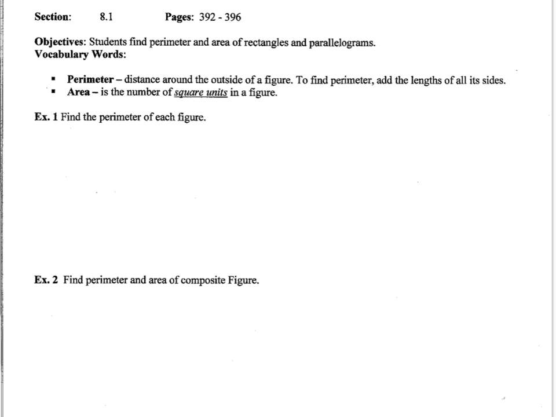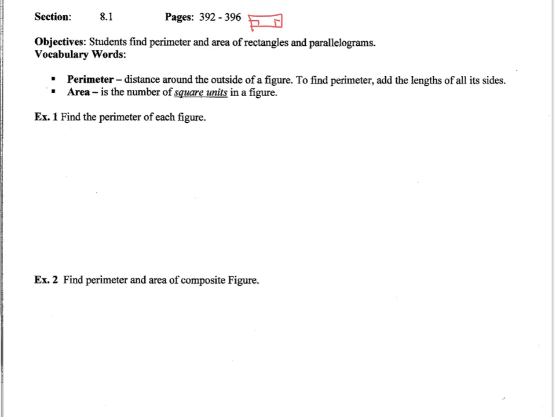Hello, tonight we're going to be looking at perimeter and area of rectangles and also parallelograms. So let's sketch each of those. A rectangle is a parallelogram that has to have 90-degree angles.